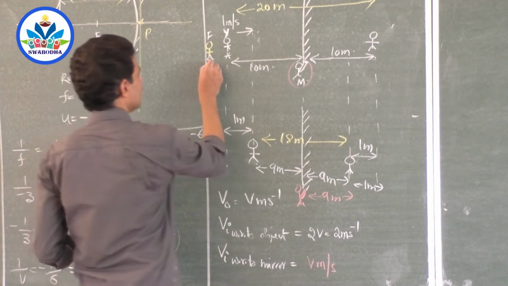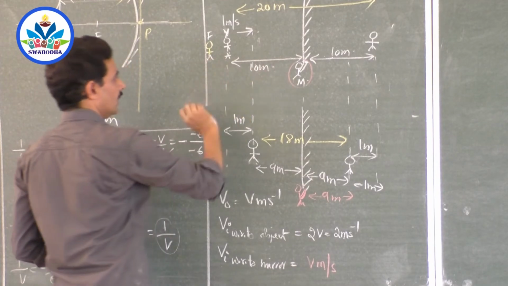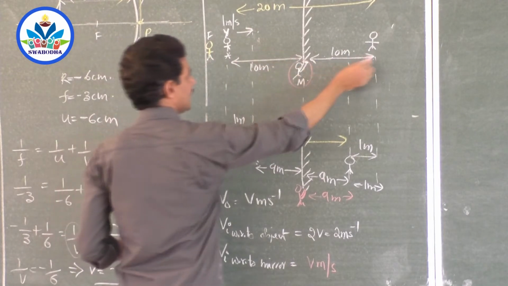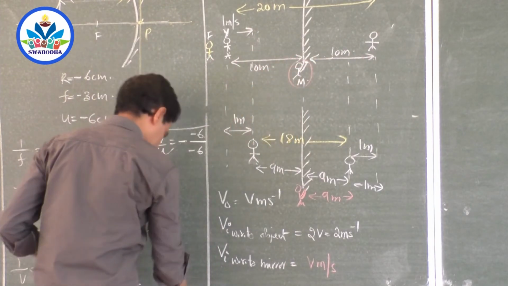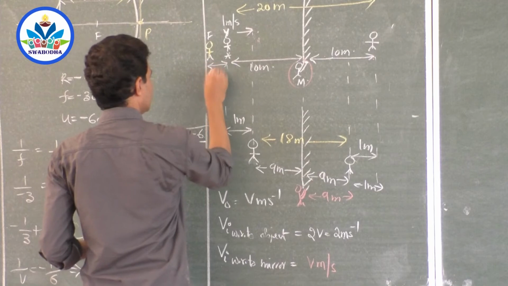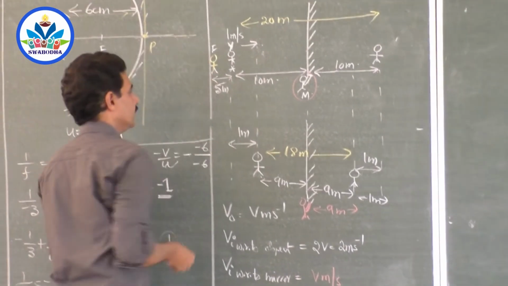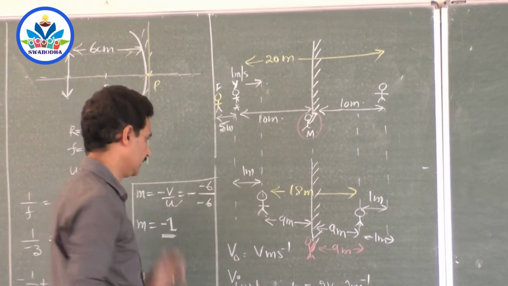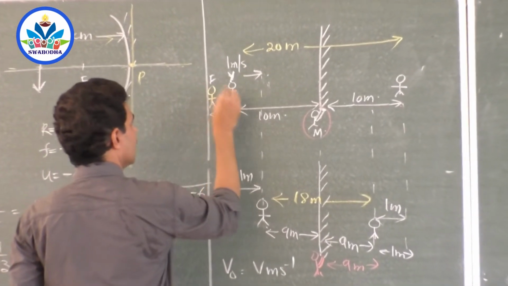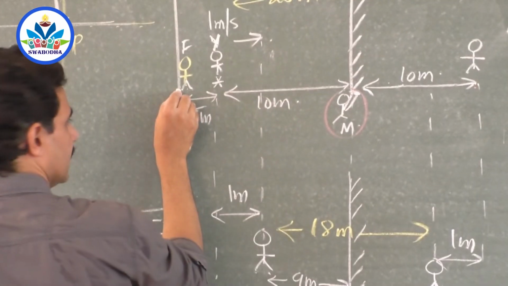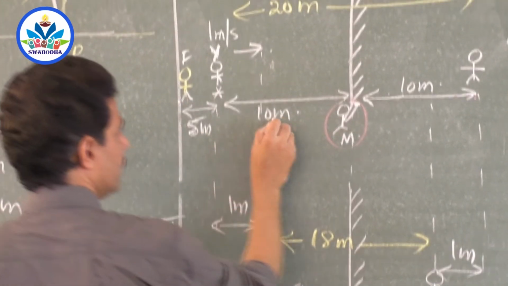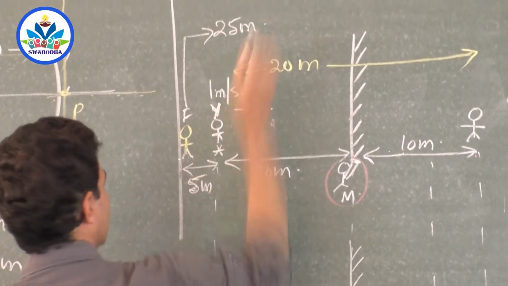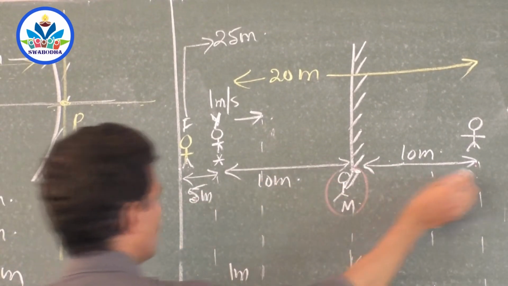What is the velocity of the image with respect to this third person? It is also 1 meter per second, because the third person will feel that it has only changed by 1 meter. Suppose the third person is at a distance of 5 meters from us. We are running towards the mirror. He will not move, so he will be here only, right? The initial distance between the image of this person and the third person, your friend, is 5 plus 10 plus 10. How much is it? 25. The distance of the image with respect to the third person is 25.